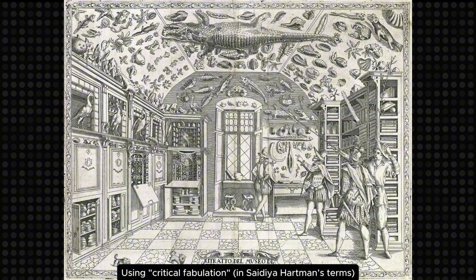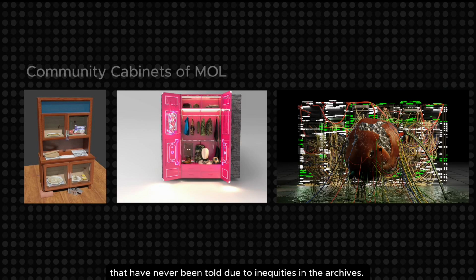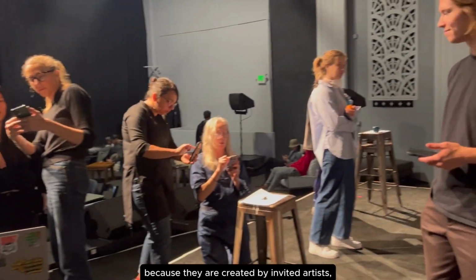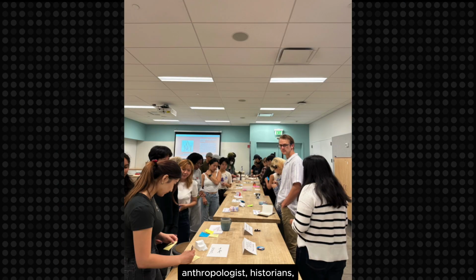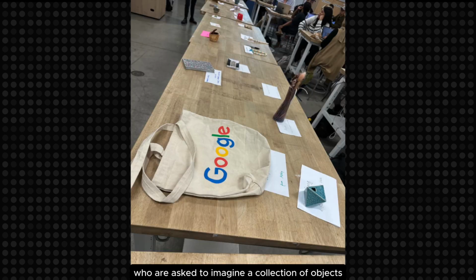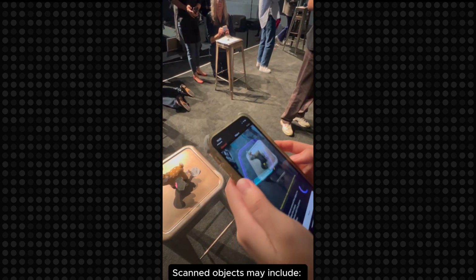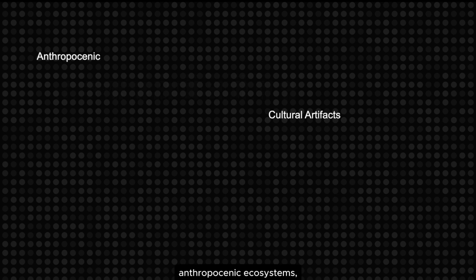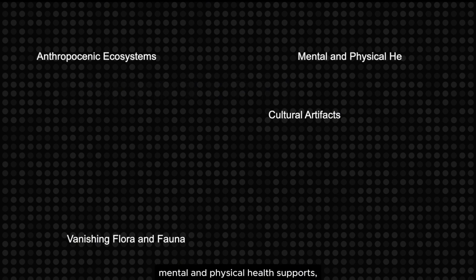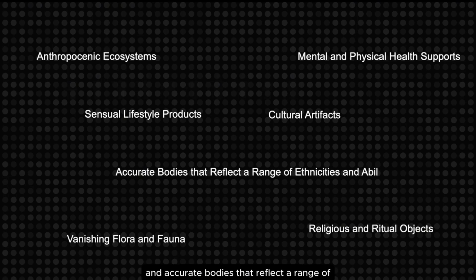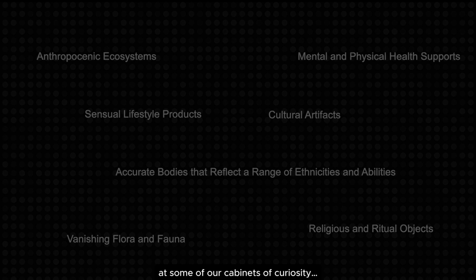Using critical fabulation, MOLE tries to recover and repair stories that have never been told due to inequalities in the archives. The objects in the MOLE are context-specific, charged, and imbued with meaning because they are created by invited artists, designers, architects, anthropologists, historians, and students who are asked to imagine a collection of objects drawn from their knowledge base, culture, kin, and life experiences. Scanned objects may include cultural artifacts, anthropocenic ecosystems, vanishing flora and fauna, mental and physical health supports, religious and ritual objects, sensual lifestyle products, and accurate bodies that reflect a range of ethnicities and abilities. Let's take a detailed look at some of our cabinets of curiosity.